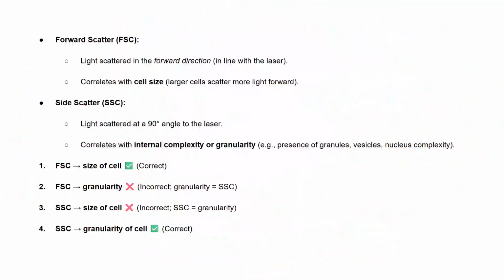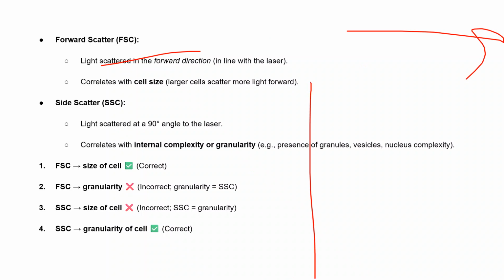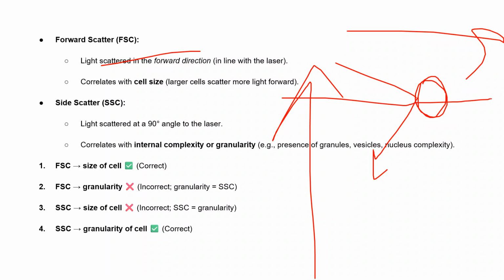Here also, forward scatter is the light scattered in the forward direction, and it relates to the size of the cell. Side scatter is light scattered at 90 degrees to the laser. So when light comes, it will be scattered at 90 degrees because of the presence of complexity in cells. But in the case of forward scatter, the light will fall and go forward.